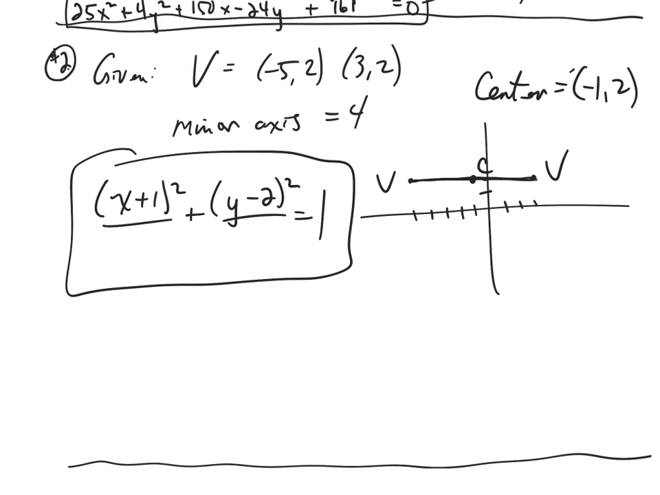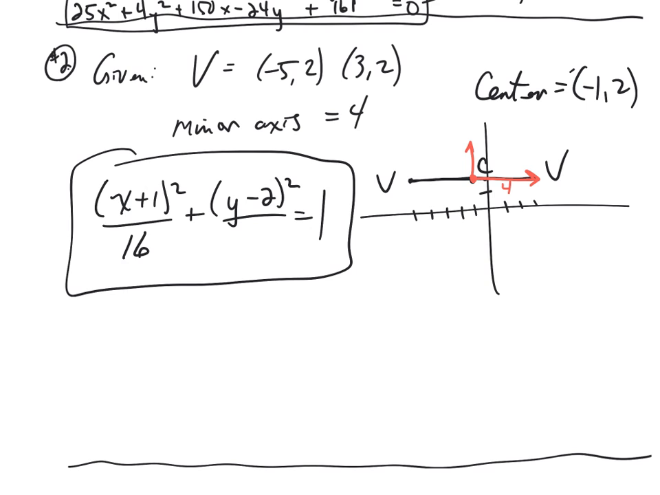All right, what value is going to go under the x's is the distance from the center. Let me do this in red so you can see it clearly. From the center to the side of the ellipse squared. And what's that distance from negative 1 out to 3, or if you prefer to go the other way, negative 1 out to negative 5, this distance is 4. Therefore, the number that goes under the x's is that distance squared. 4 squared is 16.